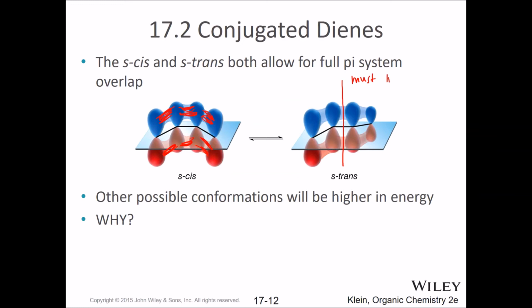You must interrupt the conjugation to rotate. How do you spell rotate? R-O-T-A-T-E. You must interrupt the conjugation to rotate. Can you see that? If I turn this guy around and rotate about this bond right here, that's going to be broken.